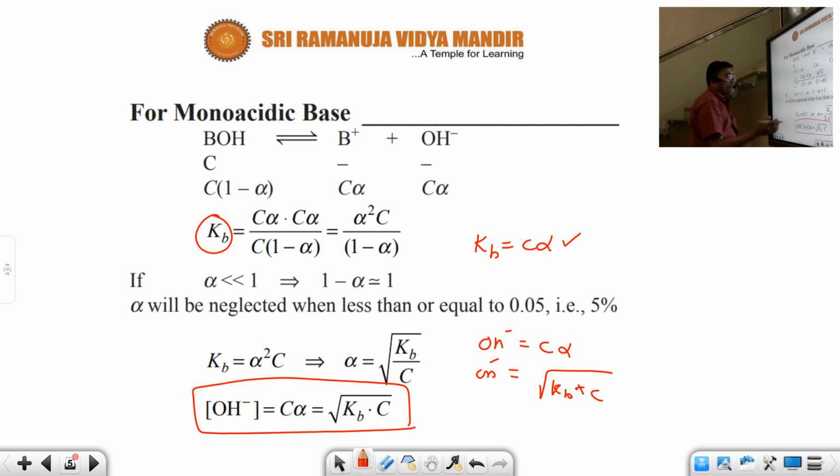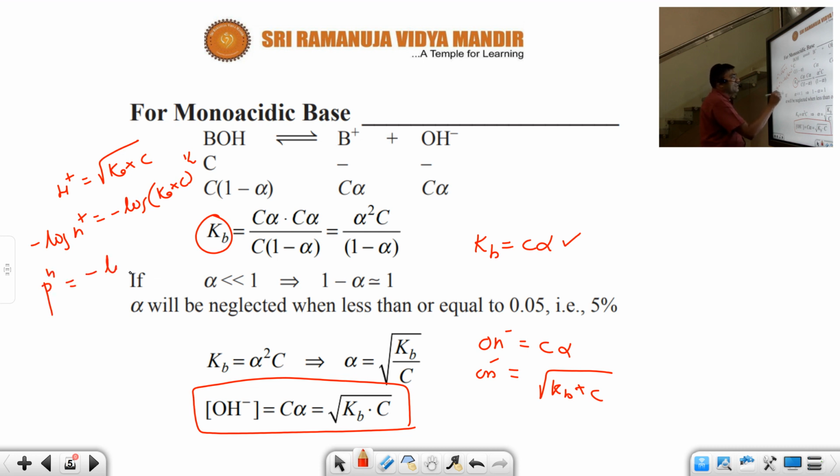Students, you know very well, once you know the H plus, and in the earlier case H plus is equal to root over K into C, by applying the logarithms, minus log H plus is equal to pH. So you can calculate the pH value. Here also minus log of Ka into C whole power half. So this is nothing but pH, and this is minus log with half, this is Ka, and minus half log C. That is pH is equal to pKa by 2 minus half log C.